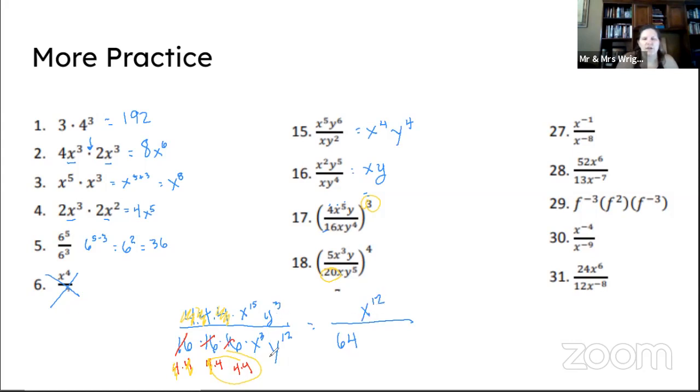Now, when I look at my y's, when I subtract 3 minus 12, I get a negative number, -9. So what I should be doing is writing it on the bottom, but instead of putting a negative, because I wrote it on the bottom, I can drop the negative and just write 9. So my final answer is going to, oops, we're on 17. It's going to be x to the power of 12 over 64y to the power of 9.